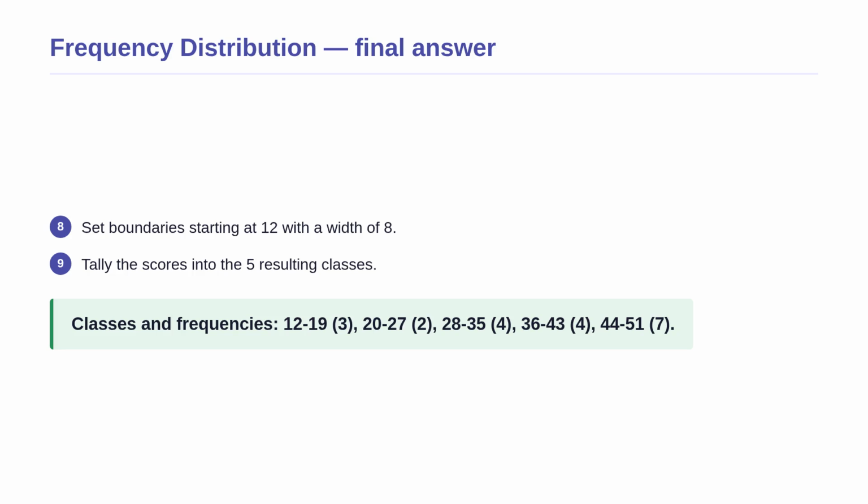We set our boundaries starting at the minimum value of 12. Adding 8 points for each class, our 5 intervals become 12 to 19, 20 to 27, 28 to 35, 36 to 43, and 44 to 51. We then tally the raw scores into these brackets. We find 3 scores in the first class, 2 in the second, 4 in the third, 4 in the fourth, and 7 in the final class. Physically, this final answer instantly shows us that the majority of the students scored in the highest bracket, a trend that was completely hidden when looking at the raw list of numbers.